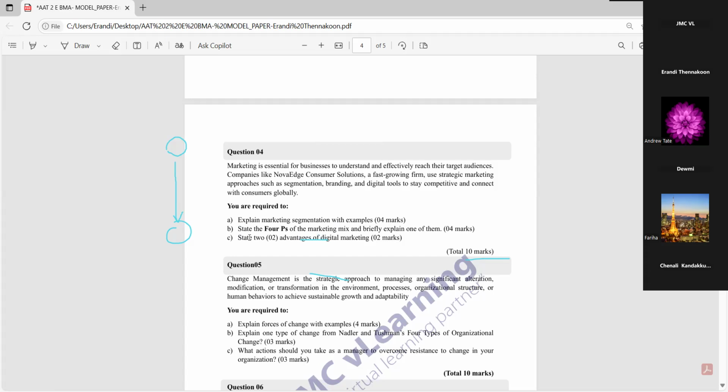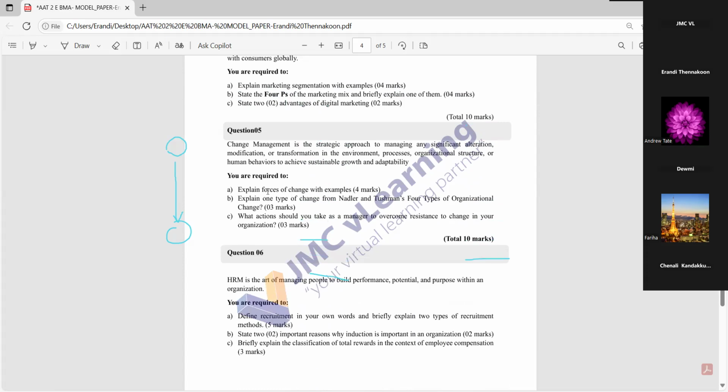Targeted advertising, fast and flexible, right? Better engagement, increased brand awareness, right? So you can state those advantages. If the examiner has asked to explain, then you have to explain each point, right? So you have to think about the question as well as the marks allocated for this question.